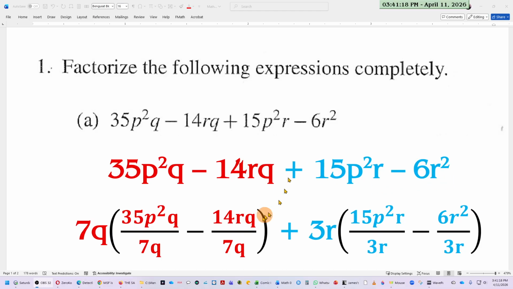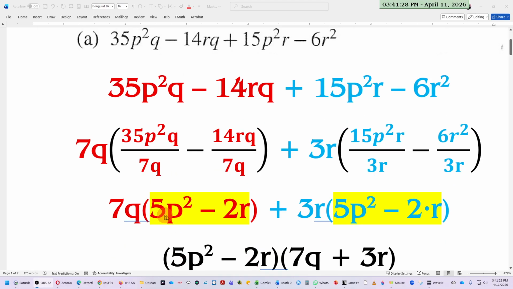And what happens when you do that? 7 goes into 35 5 times. This q will eliminate this q, so that all you will have left would be the 5p to the power of 2. 7 into 14 is 2. The q's eliminate, and then the only thing you have left is the r. Now, if this is done correctly, the bracket on the left will mirror the bracket on the right.